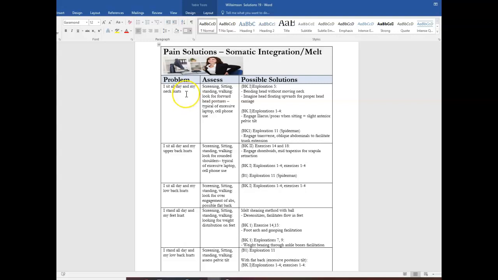I sit all day and my neck hurts. So you're looking for that forward head. It's very typical of people who are working with a laptop or cell phone a lot. Which ones are you going to do? That number 5 is a good one. Those explorations 1 through 4 get more of that nice tilt in there. Spider-Man's a good one to get more extension of the trunk. I sit all day, my upper back hurts. Rounded shoulders might be the problem there. Bringing those traps back. 1 through 4, Spider-Man could be good for that one as well.